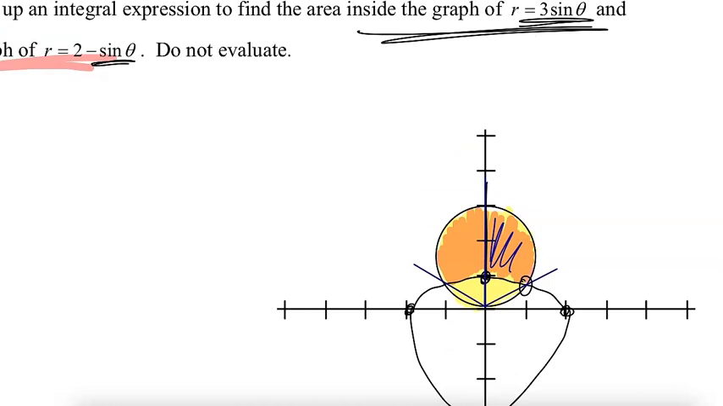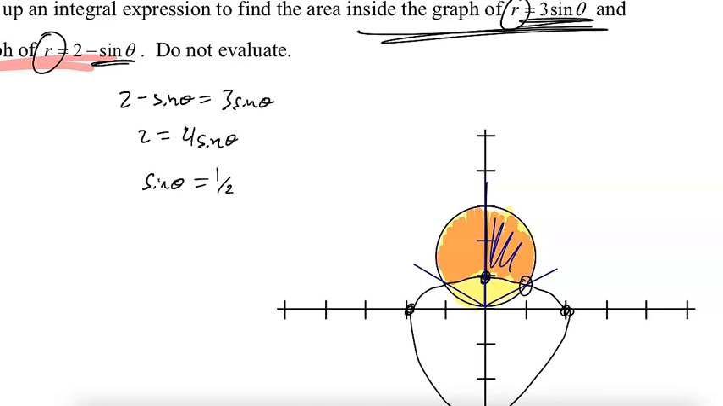So I need to figure out what that intersection is. And to find that intersection, I can figure out when the radii are equal to each other. So I have 2 minus sine theta equals 3 sine theta. That will become 2 equals 4 sine theta. So sine theta equals 1 over 2. So theta is pi over 6 and 5 pi over 6.